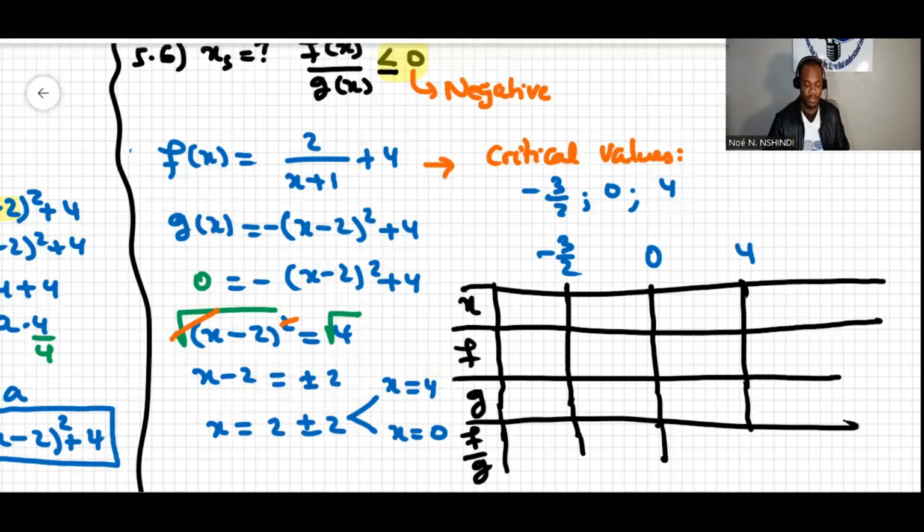If I take a number like -2, I substitute -2 over here. What should be the answer? So it's going to be -2 plus 1 is -1, 2 over -1 is -2, -2 plus 4 is 2. So over here, in this interval, the answer will be negative, because -2 is negative. Now let me pick a number in this interval.